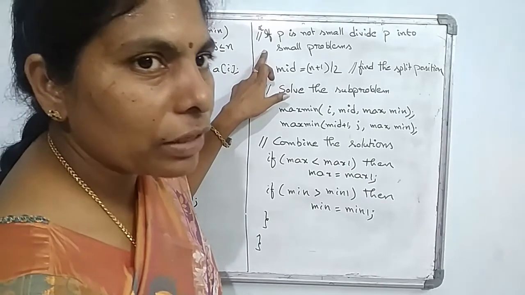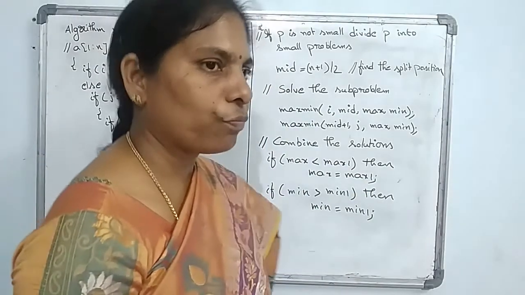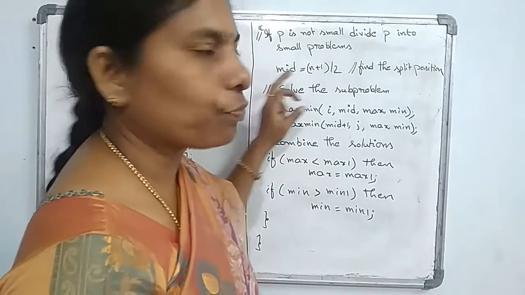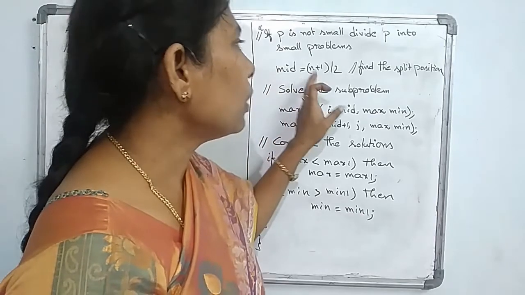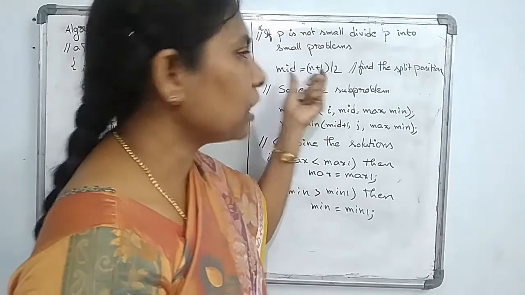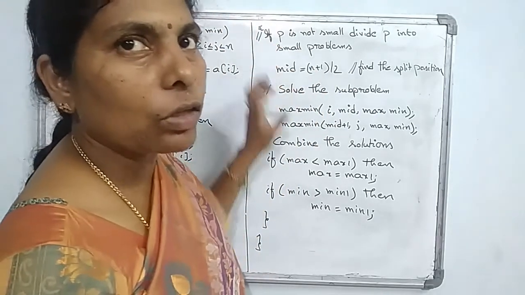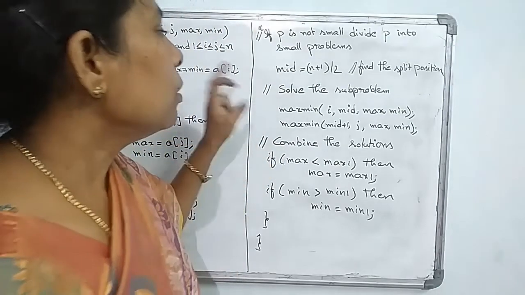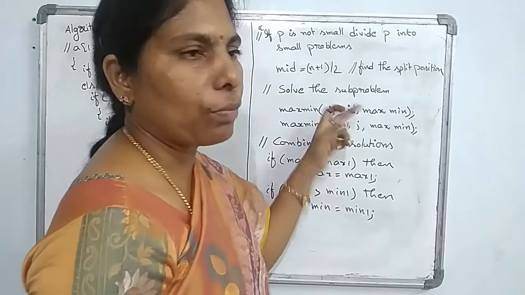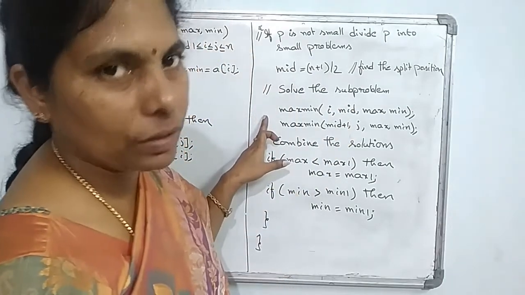If you want to divide this, first of all you must identify the split position. That split position is given by calculating the mid value: mid equals (n plus 1) by 2, where n is the number of elements. Depending on the mid value, you can divide the entire array into two parts. After dividing, next you can solve the sub problems. The division must be done until you have two elements.